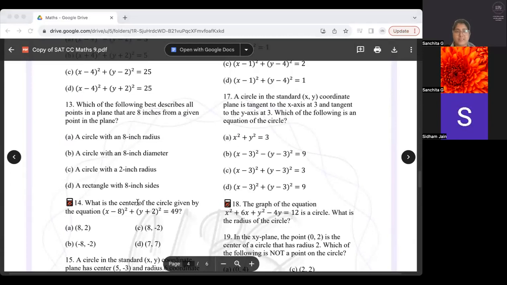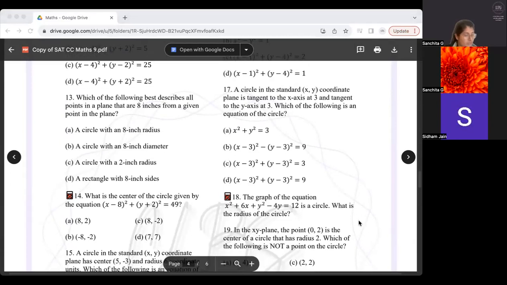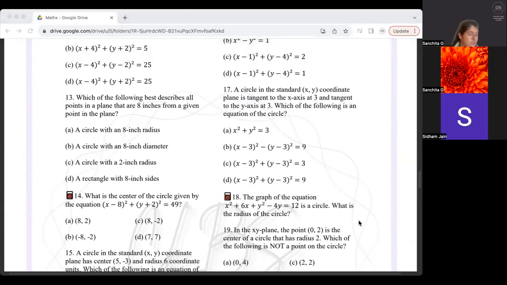13. 13 is what? 13 is A? Yeah, correct. This question basically describes a circle, right? 8 inches from a given point in the plane. So 8 inches from a given point, correct? Everywhere it is 8 inches. So this becomes a radius.